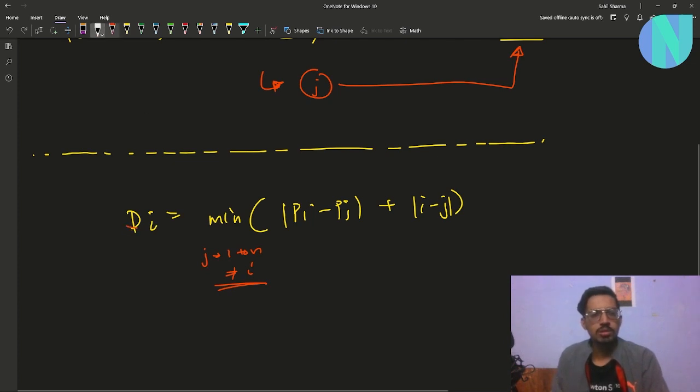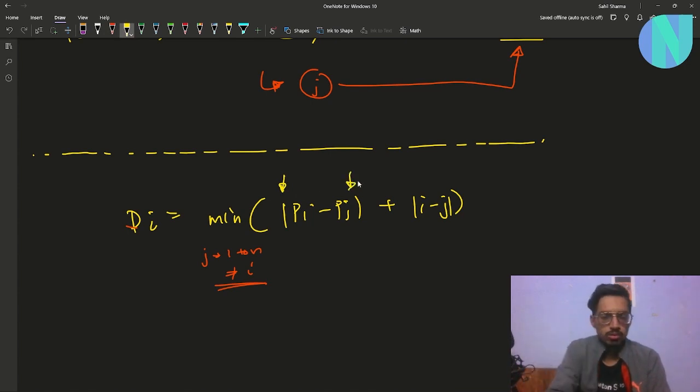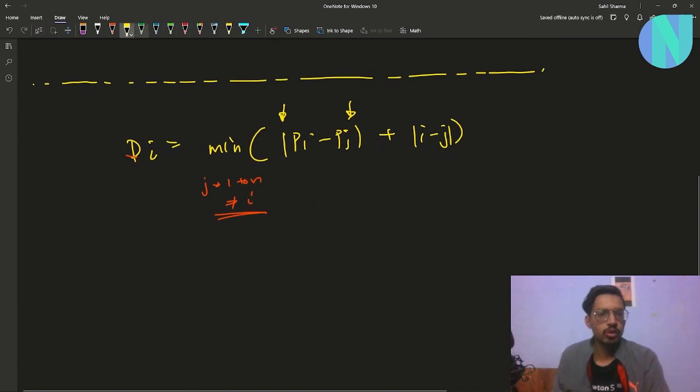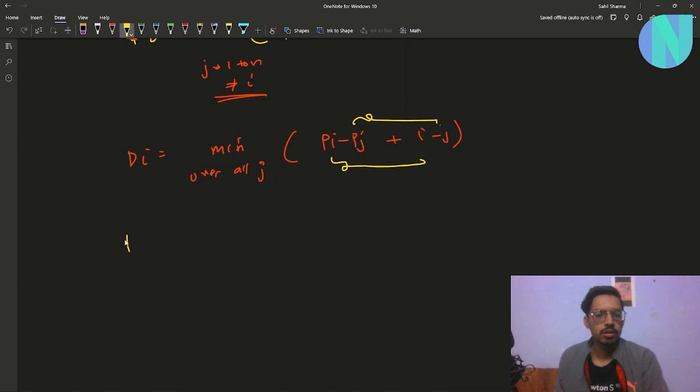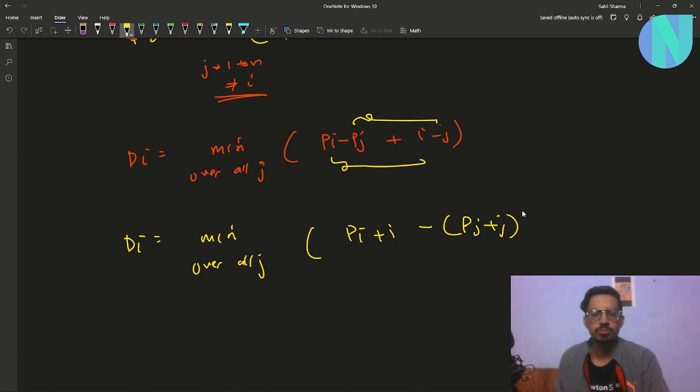The only problem here is these absolute differences, right? For the time being, let's ignore these absolute differences. If we ignore the absolute differences, we get d of i equal to the minimum over all j of pi minus pj plus i minus j. I can add these values together, so I get something like d of i is equal to the minimum over all j of pi plus i minus pj plus j, right?